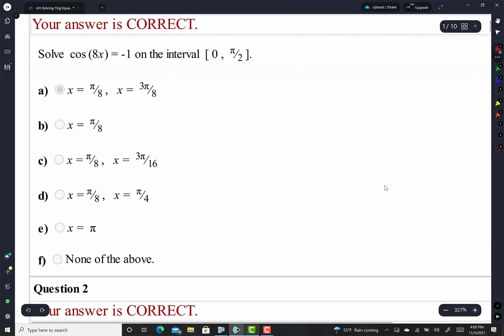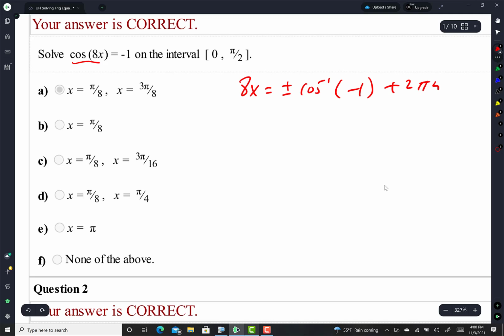Let's do this one. It says cosine 8x equals -1. So the first thing I'm going to do is take the inverse. So I'm going to write 8x equals plus minus arc cosine of -1 plus 2 pi n. And I guess you don't need the plus minus, but I went ahead and put it in there, guys. Cosine's -1 where? Cosine's -1 right here. So I'm going to write 8x equals plus minus pi plus 2 pi n. And then I'm going to divide everything by 8.